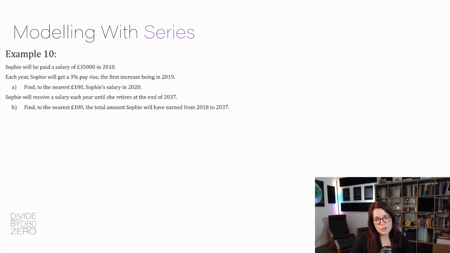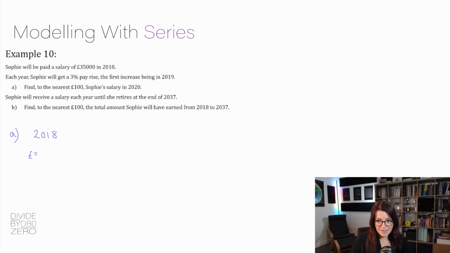Last example, Sophie will be paid a salary of £35,000 in 2018. Each year, Sophie will get a 3% pay rise, the first increase being in 2019. Part A, find to the nearest £100 Sophie's salary in 2020. Now again, with any question like this, you want to start by investigating what exactly is going on here. So it looks like we are dealing with years and a salary increasing per year.